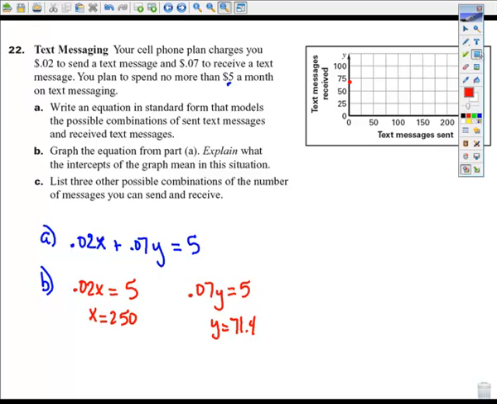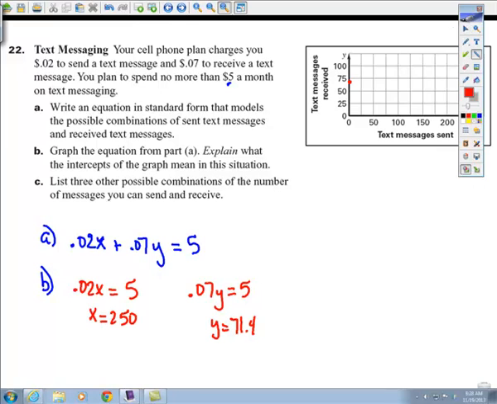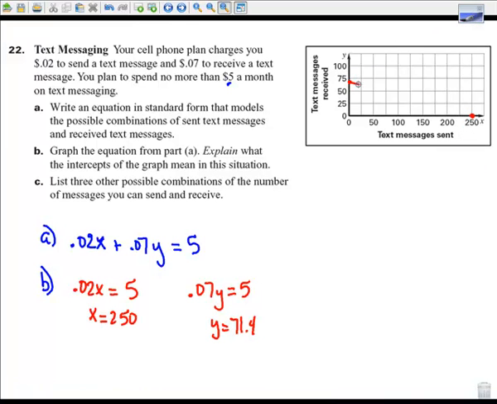This is a segment. Because I only have $5, so I can only do so much texting, both giving and receiving in this case. Let's not skip over what the rest of this question in part B is asking, though. It says explain what that means. Explain what the intercepts mean.